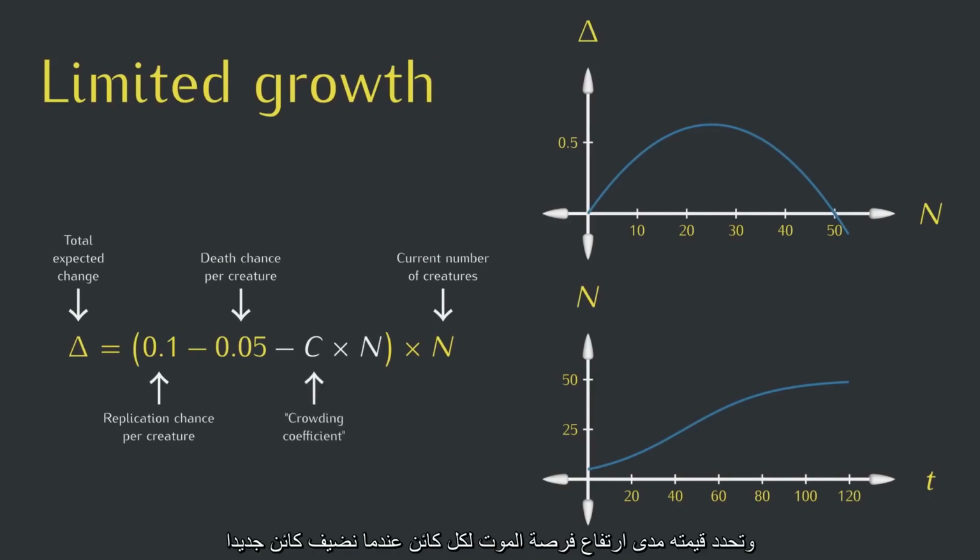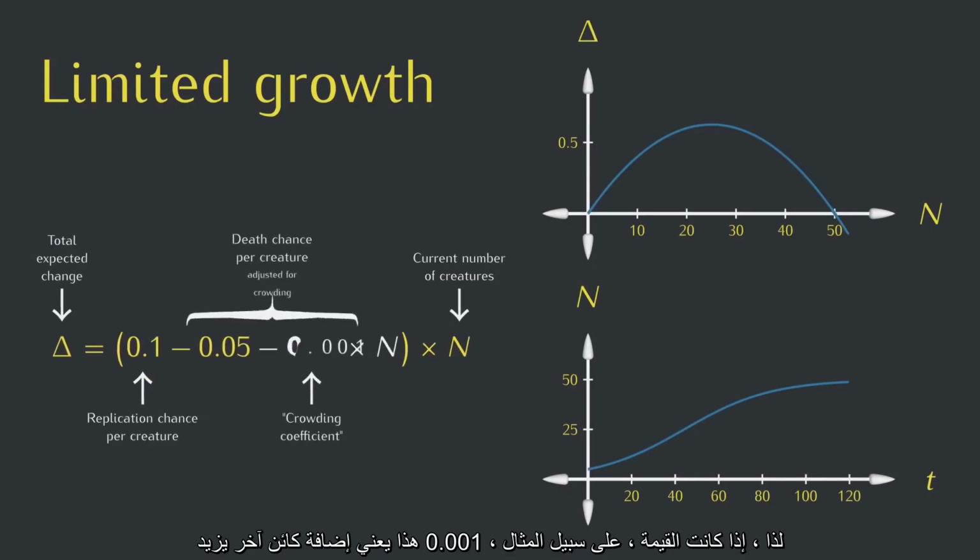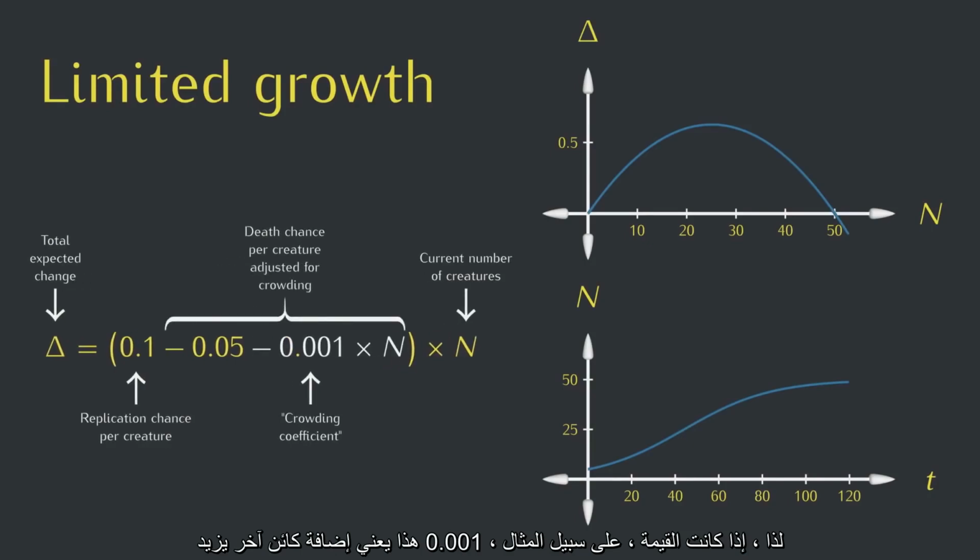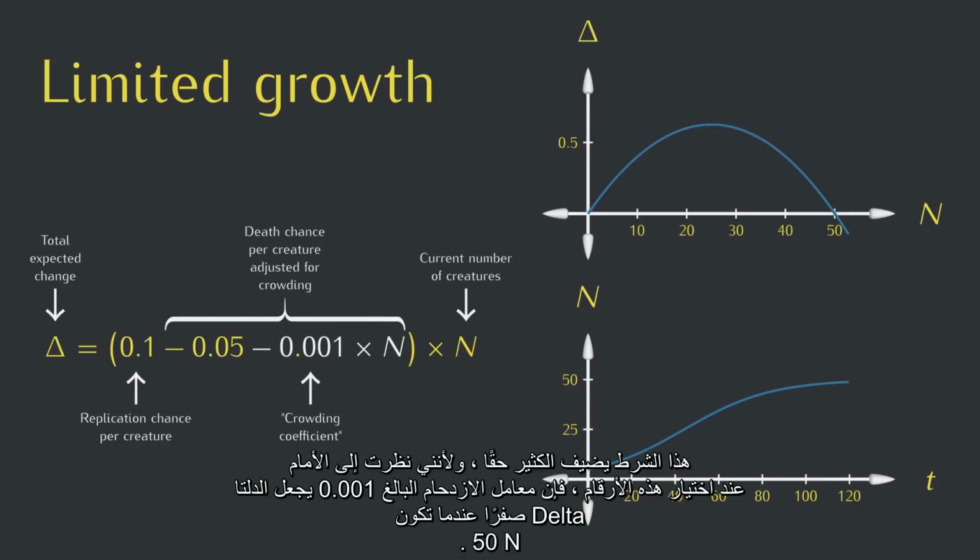Its value specifies how much the death chance goes up for each creature when we add a new creature. So if the value is, say, 0.001, that means adding another creature increases the death chance of all creatures by 0.1%. The new creature is eating food and taking up space, so there's less to go around for everyone else. And when we have a lot of creatures, this term really adds up.